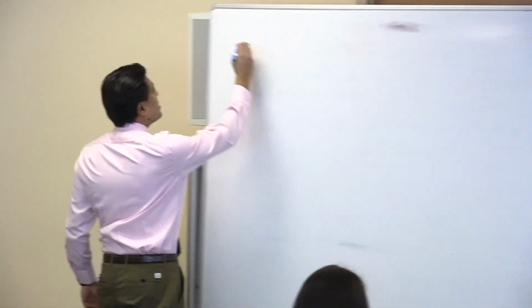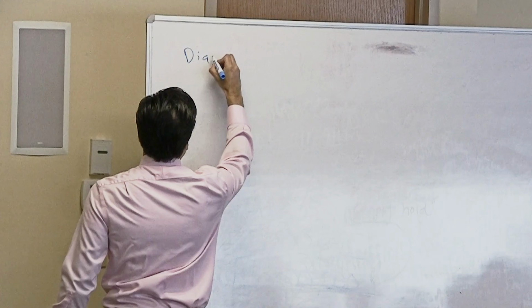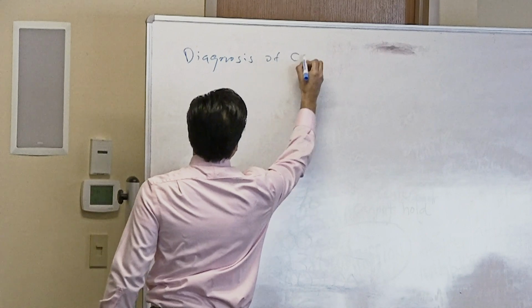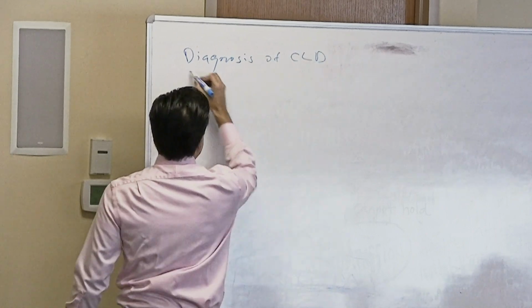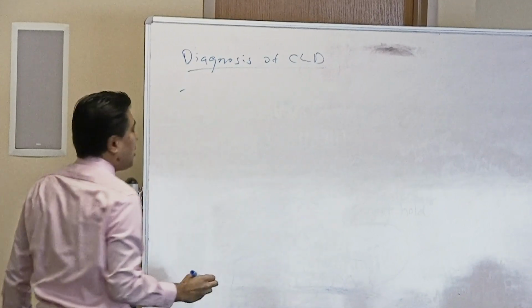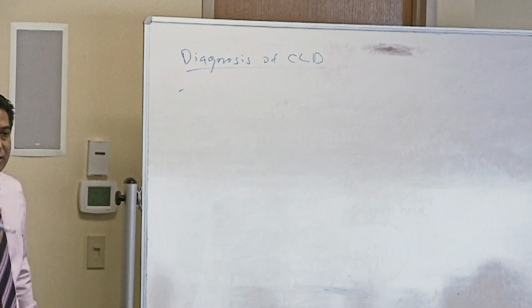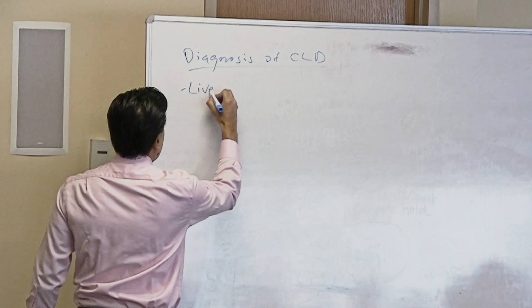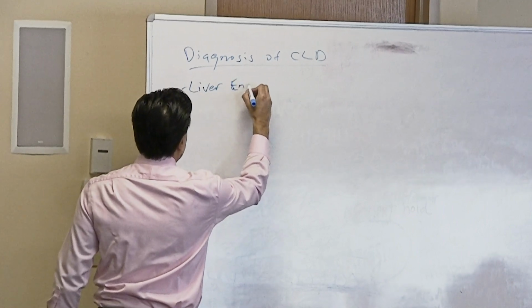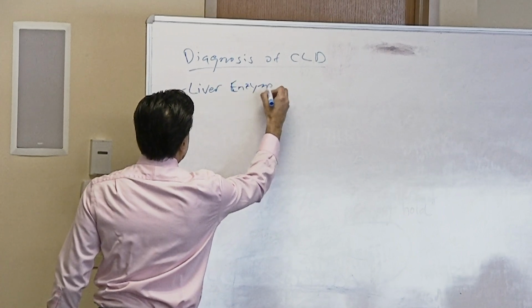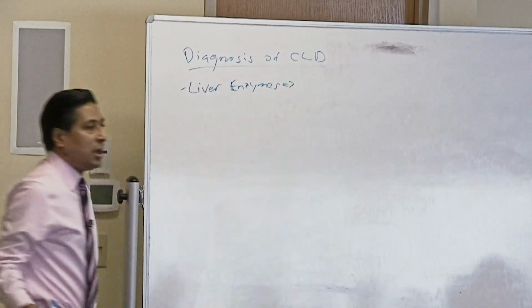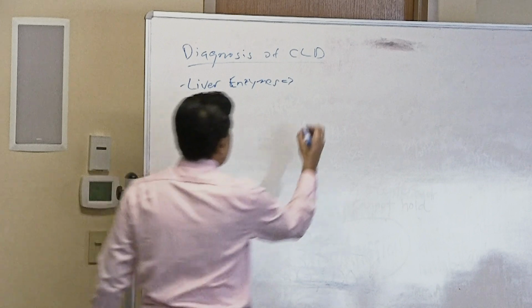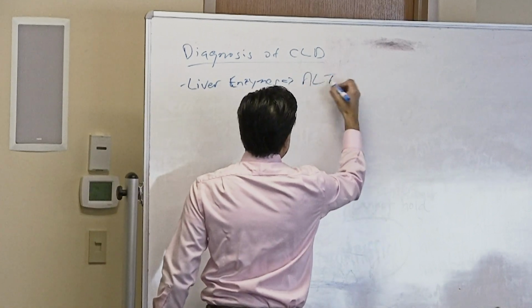Oh, great. So diagnosis of CLD, chronic liver disease. One is elevated liver tests, right? You mentioned liver enzymes. Does anybody know what liver enzymes are? Yeah, someone mentioned AST, ALT. So the driver really is ALT, okay?